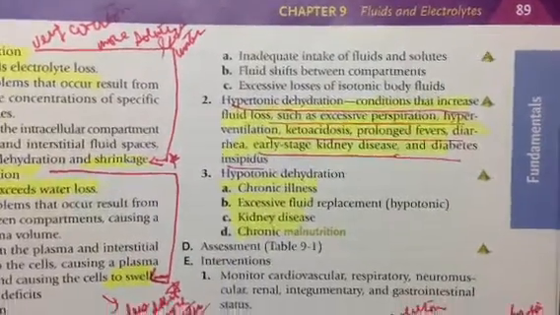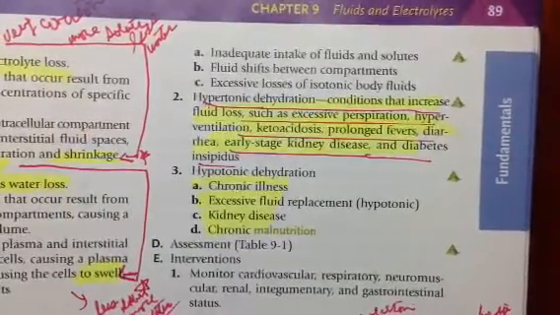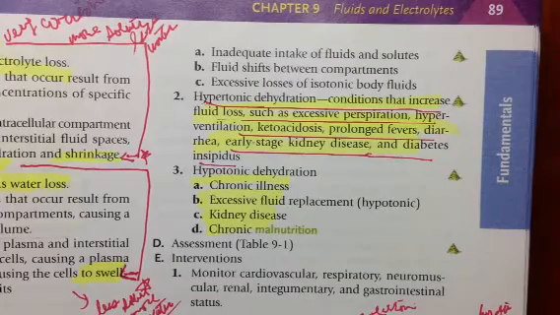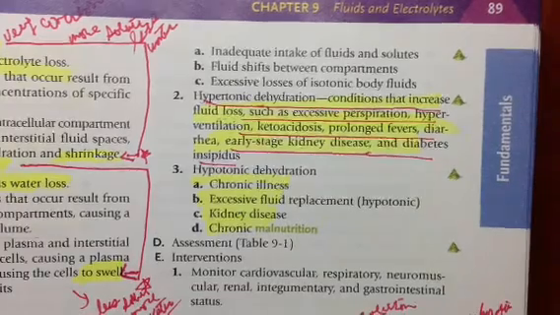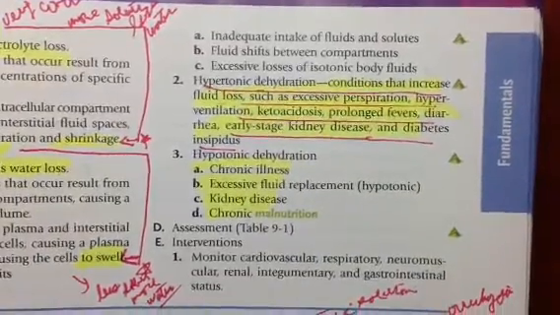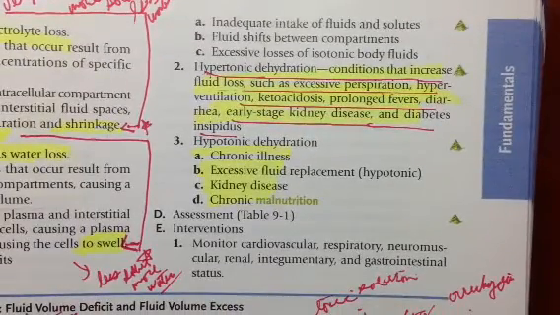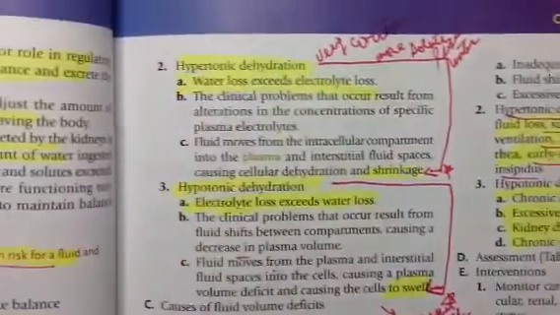Hypertonic dehydration is caused by conditions that increase fluid loss, such as excessive perspiration, hyperventilation, ketoacidosis, prolonged fevers, diarrhea, early stage kidney disease, and diabetes insipidus. Hypotonic dehydration is caused by chronic illness, excessive fluid replacement, kidney disease, and chronic malnutrition.